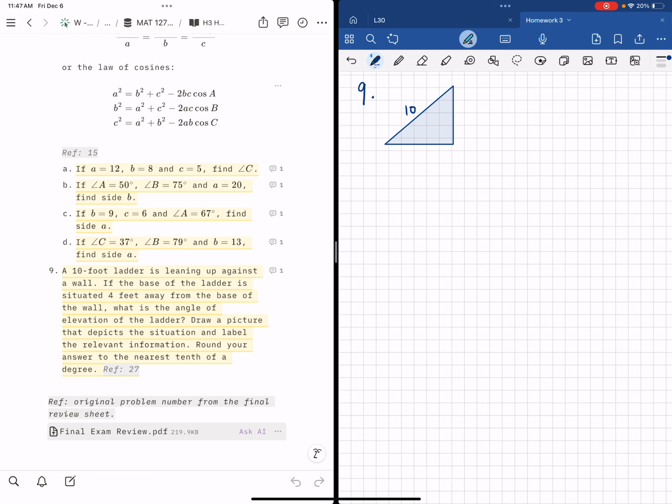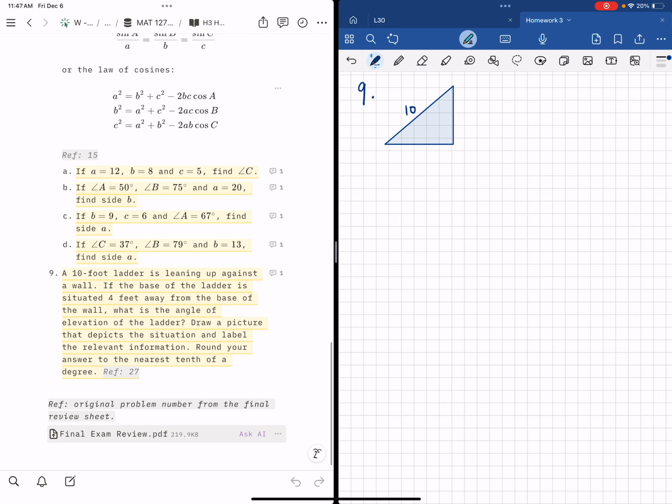If the base of the ladder is situated 4 feet away from the base of the wall, okay, so you know that it's the base of the right triangle, that's 4 feet. What is the angle of elevation of the ladder? So it's talking about this angle right here. Let's label it as theta. So this is our angle that we're looking at. Draw a picture that depicts the situation, which we did, and label the relevant information. We also did that. We're going to round our answer to the nearest tenth of a degree.